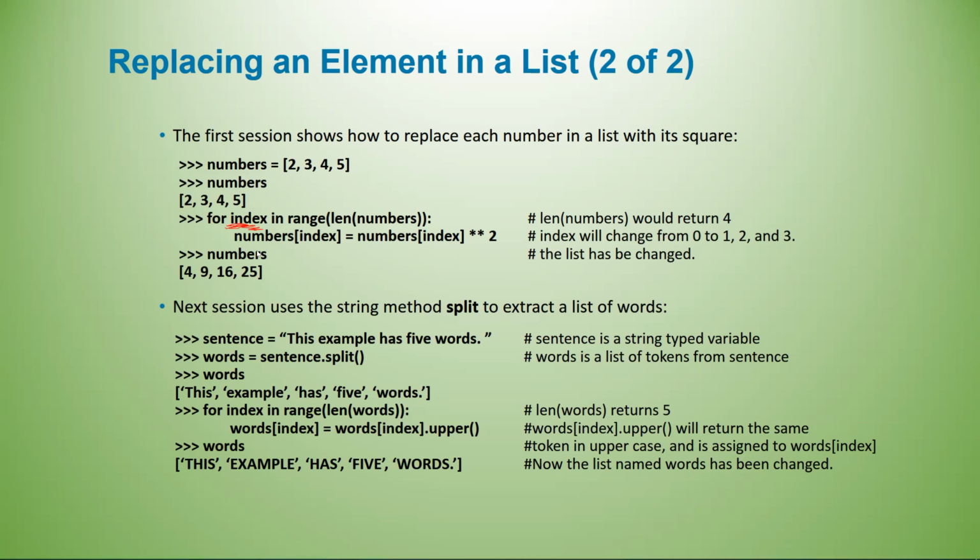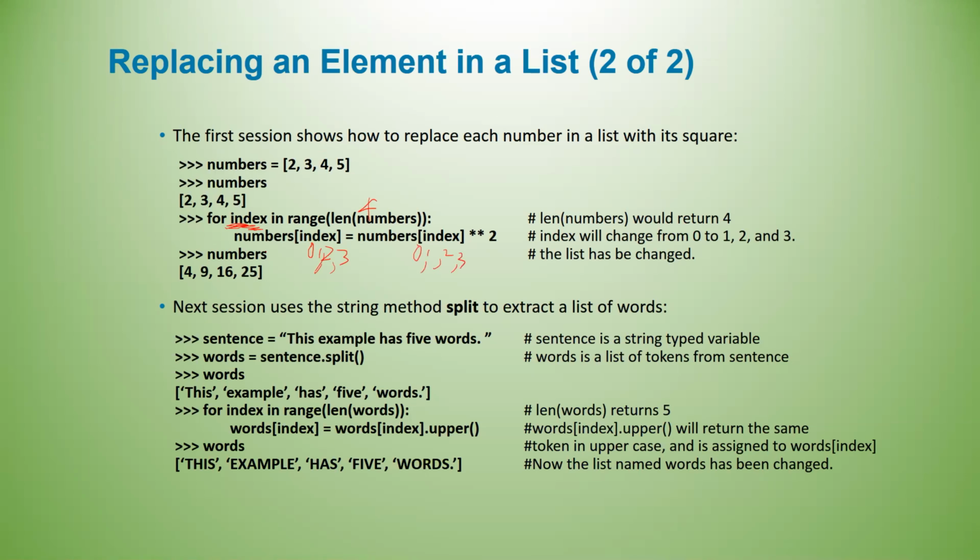Zero, yes, right? Okay, so 0, 1, 2, 3. Remember, 4 is not included. So the numbers index starts at 0, then the second time is 1, the next time is 2, the next time is 3, right? It changes. And this one, the first time is 0, then 1, then 2, then 3.